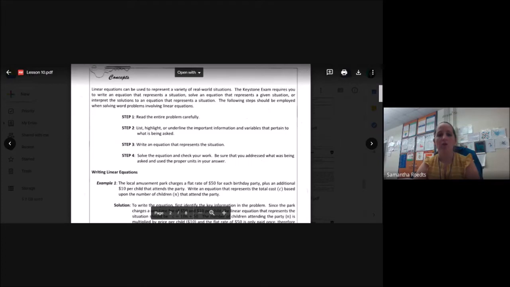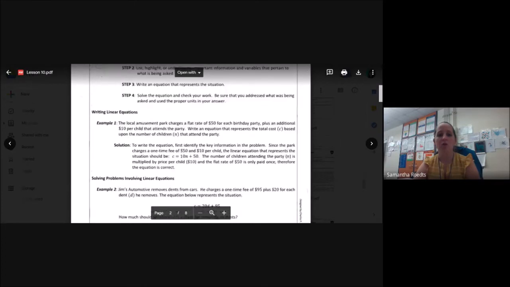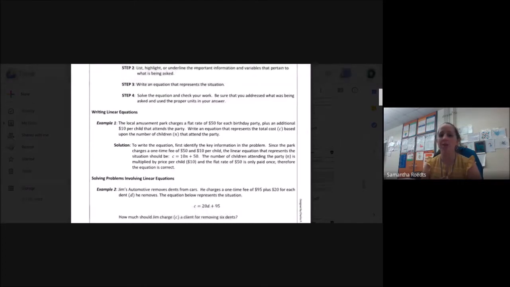Okay. So writing linear equations. In example 1, the local amusement park charges a flat rate of $50 for each birthday party, plus an additional $10 per child that attends the party. Write an equation that represents the total cost C based upon the number of children N that attend the party.